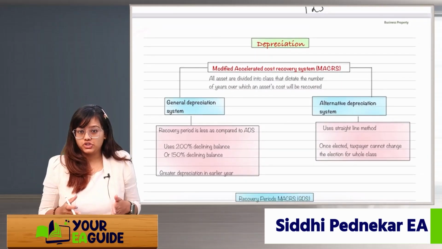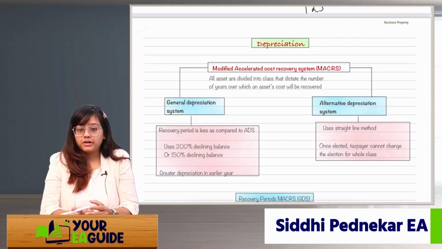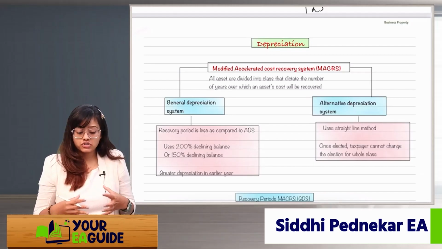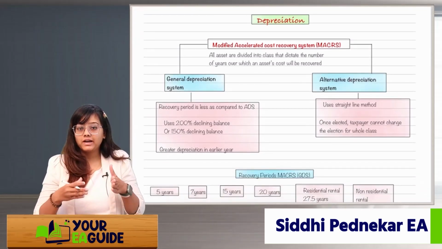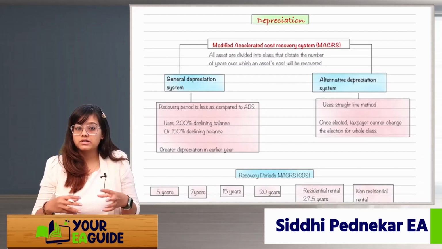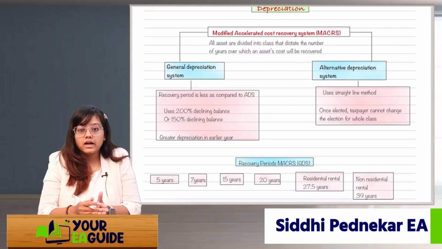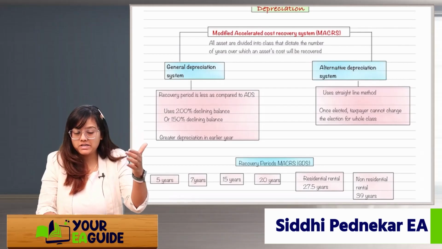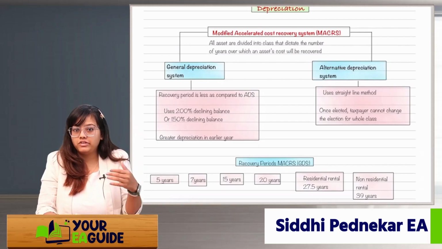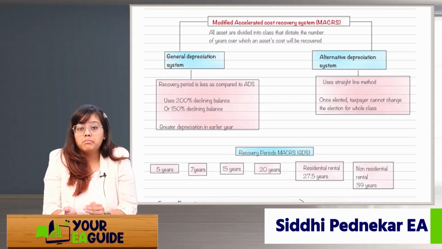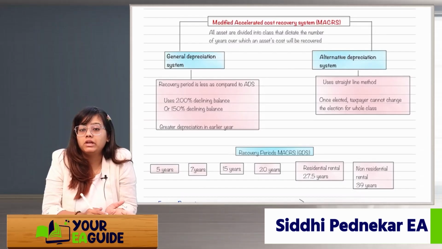That is depreciation. If I talk about the US tax laws or according to the IRS, depreciation is charged according to the Modified Accelerated Cost Recovery System, which we in short call MACRS. All assets are divided into different classes. Equipment, furniture, computer, vehicle. These are the classes, and that will dictate the number of years over which the asset cost will be recovered.